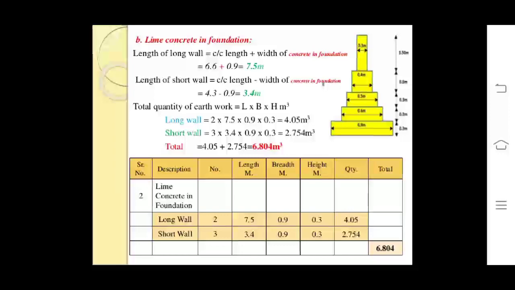Length of the long wall can be calculated by the addition of 6.6 plus width of item, that is 0.9, which is equal to 7.5 meters. Length of the short wall can be calculated by deduction of width of item from the center line length of the short wall, that is 4.3 minus 0.9, which is equal to 3.4. Now quantity for the long wall length is equal to 2 into 7.5 into 0.9 into 0.3, which is equal to 4.05 meter cube.